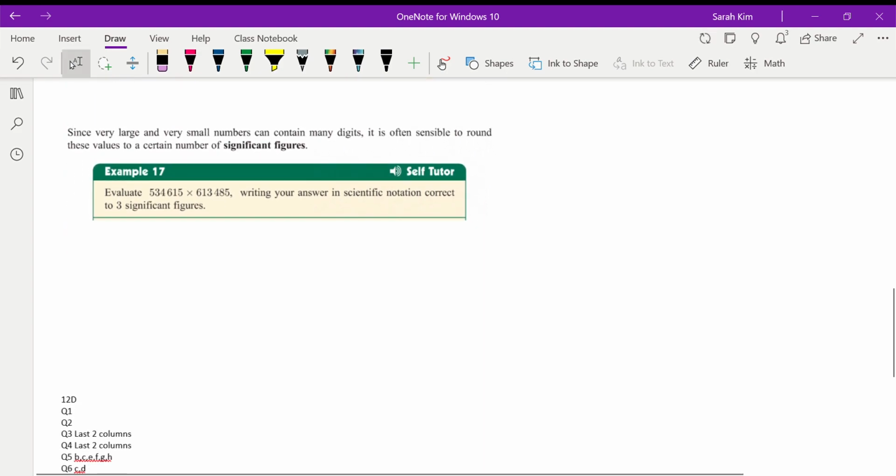Alright, since very large and very small numbers can contain many digits, it is often sensible to round these values to a certain number of significant figures. Significant figures basically means the digits that are not zeros, that are significant. We take that into consideration. So chuck this into your calculator, evaluate this product, writing your answer in scientific notation correct to 3 significant figures. Let's figure it out.